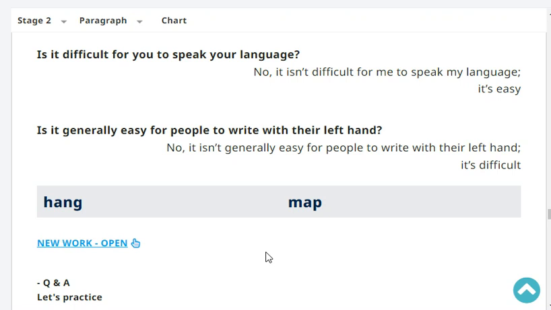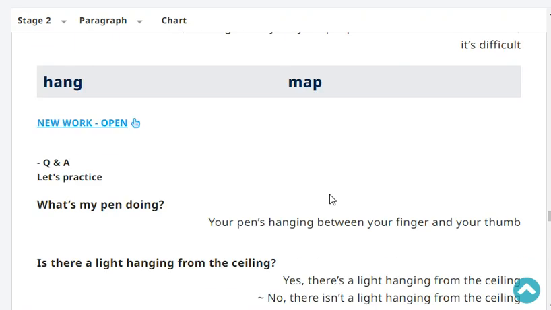Is it generally easy for people to write with their left hand? No, it isn't generally easy for people to write with their left hand. Right, like to write a letter. Yes, to write with the left hand is difficult. One more. No, it isn't generally easy for people to write with their left hand. It's difficult.